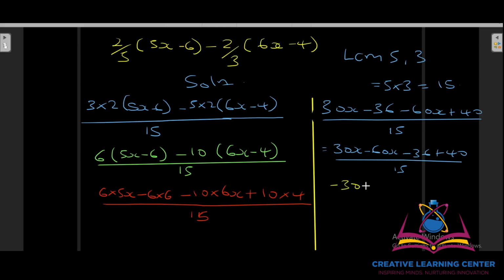Negative 30x. And then here we're having negative 36. We try to add 40 to give us a positive 4 out of 15. Here it will be the same as saying 4 subtract 30x out of 15. And that will be our final answer.